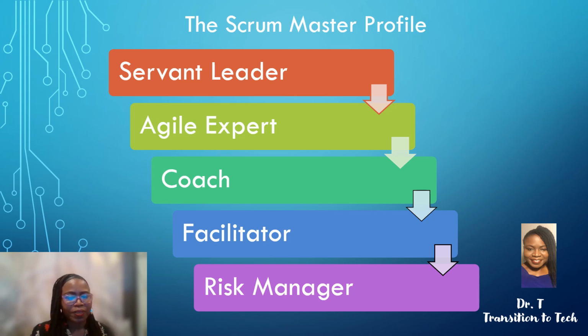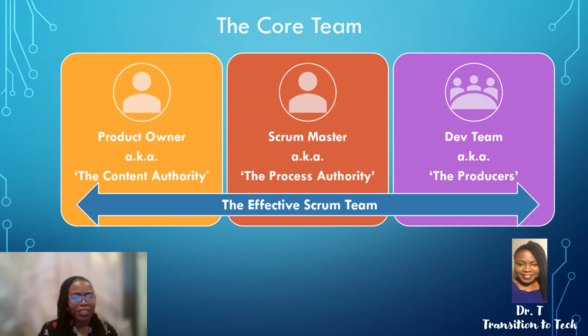Now let's take a look at the core team. You have the product owner, Scrum Master, and the dev team. Those are the members of the Scrum team. The product owner is known as the content authority. They own the vision, the product backlog, create the epics, and overall drive the solution from an initiation perspective in terms of what do we want to deliver, what have I heard from the stakeholders, what do I need to communicate to the dev team. Product owner is the content authority.